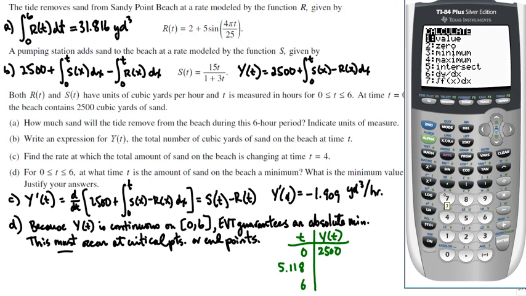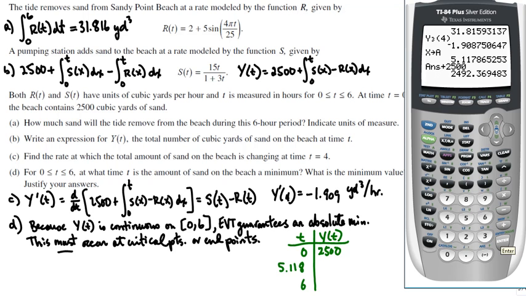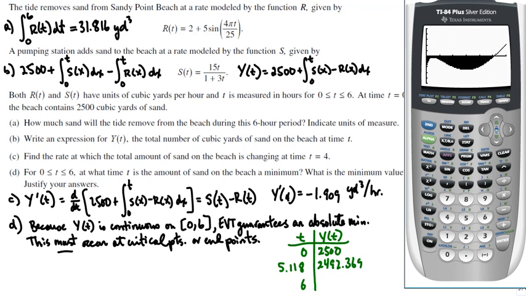Second calc, option number 7, lower limit is 0, upper limit is A, and that gives me a value of -7.631 rounded to 3 decimal places. I hit plus, I add 2,500, and I get 2492.369.